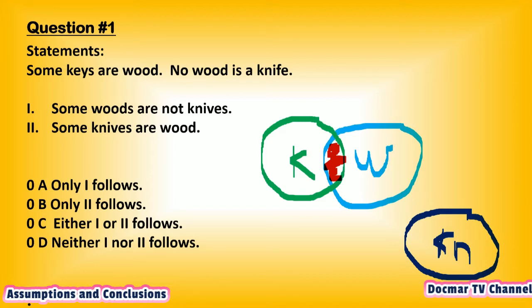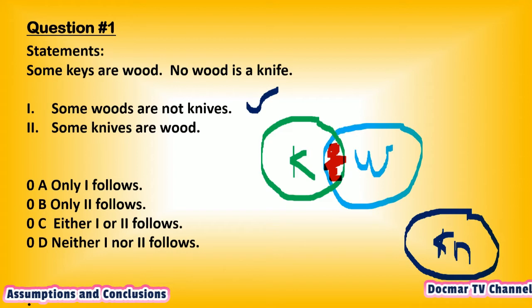See, so there is no connection between wood and knife, or even keys and knife. So let's study the statements. Some words are not knives. Correct. So this is check.